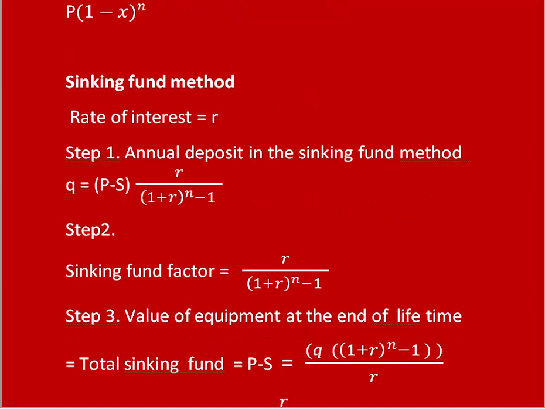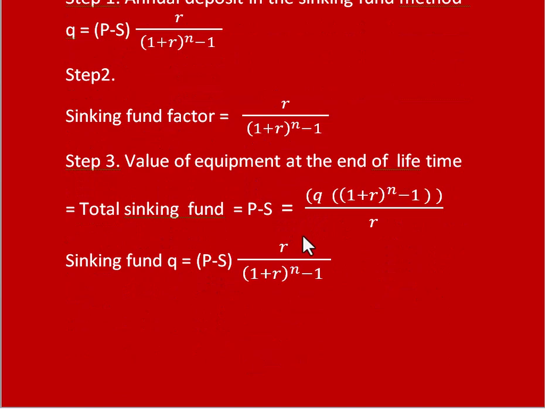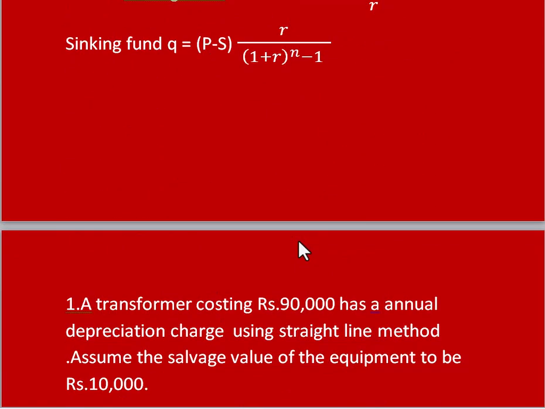So let me summarize the sinking fund method. In the sinking fund method, the rate of interest should be known. Similarly, the initial value of the equipment should be known and the scrap value of the equipment should be known. Then we can calculate the total sinking fund, and from that we can also calculate the amount to be deposited in the first year itself, Q, using the formula P minus S into small r divided by 1 plus R whole power n minus 1.